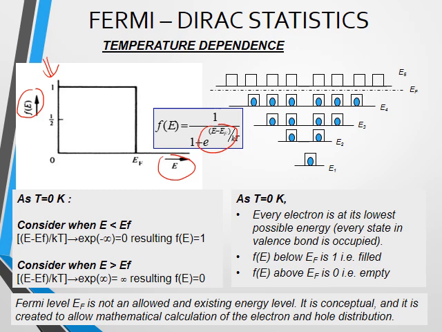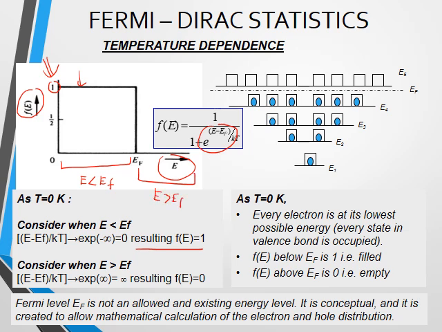For T equals 0, at E smaller than Ef, the exponent will become negative infinity, thus the exponential approaches 0. This results in Fe becoming 1. When E is larger than Ef, the exponent will become positive infinity, resulting in Fe becoming 0.